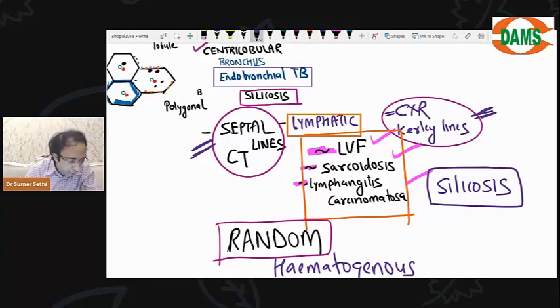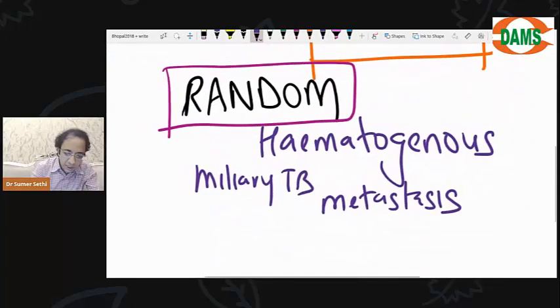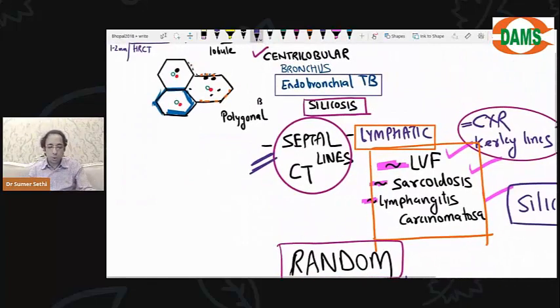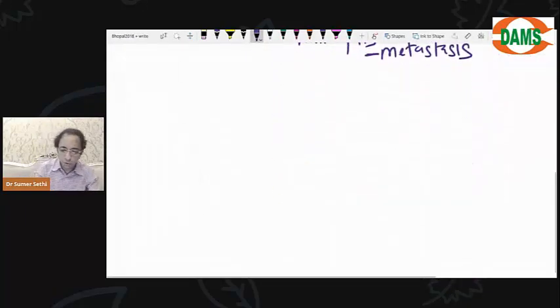Are you clear? Okay. Are we able to understand that if a disease has randomly distributed nodules, some central in the lobules, some peripheral, we will call it a hematogenous process like miliary TB or metastasis. Now, a conceptual question to you. Let's see how many of you can answer this conceptual question, beta.